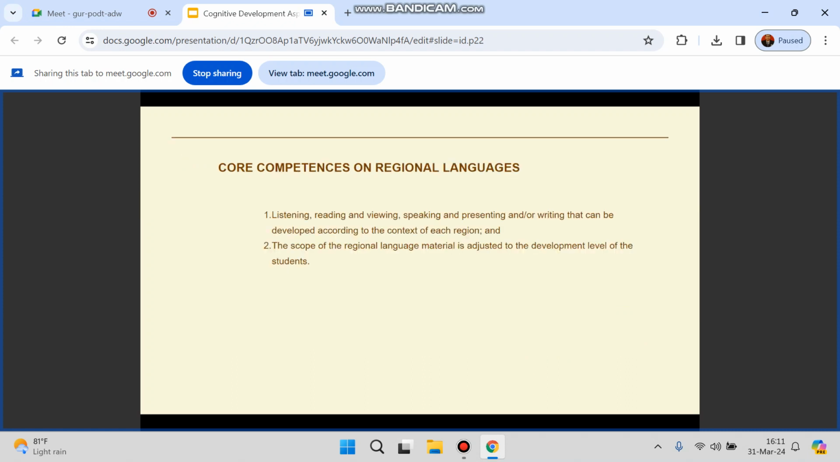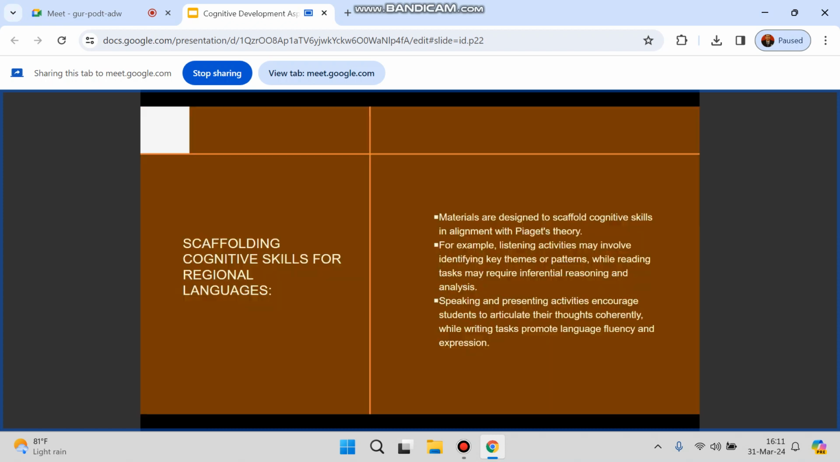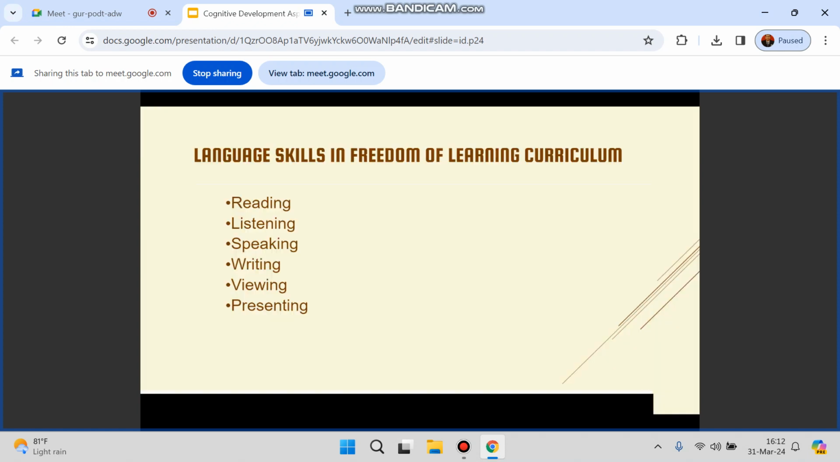This is the text: interactive and instructional transactional text, multimodal text, simple vocabulary and expression, cultural diversity, strategies for understanding content. And also core competencies for regional languages or local languages: listening, reading, viewing, speaking, and presenting, and or writing that can be developed according to the context of each region, and the scope of regional language material is adjusted to the developmental level of the students. The scaffolding skills: listening activities, identifying key terms or patterns; speaking and presenting activity encourage students to articulate their thoughts coherently.